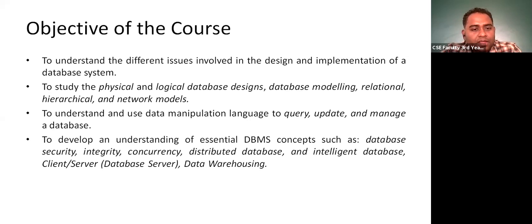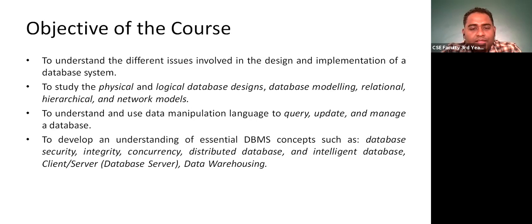Next, you will study the physical and logical database design. Everything does not go directly to the physical state, so there has to be some logical state. We'll study in this course the three schema architecture, or you may call it the ANSI SPARC architecture.